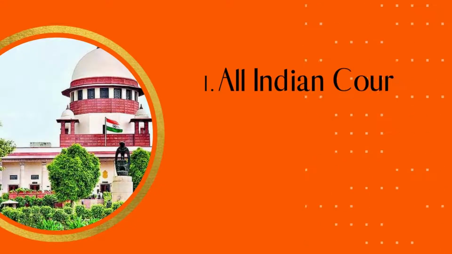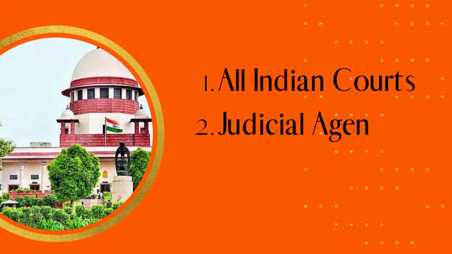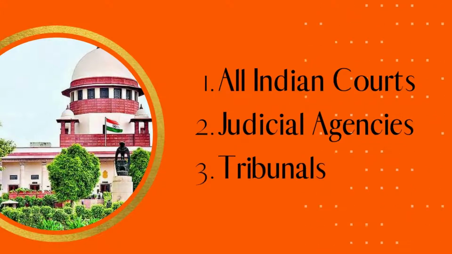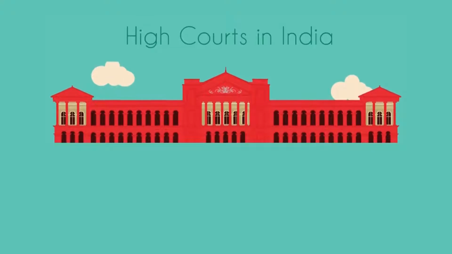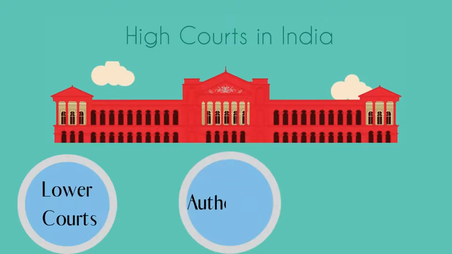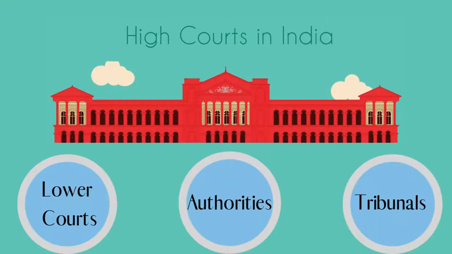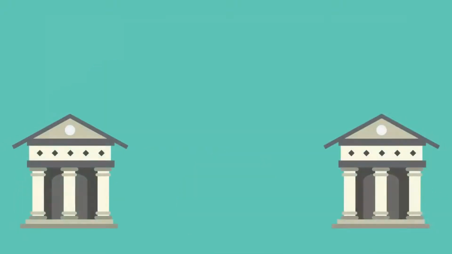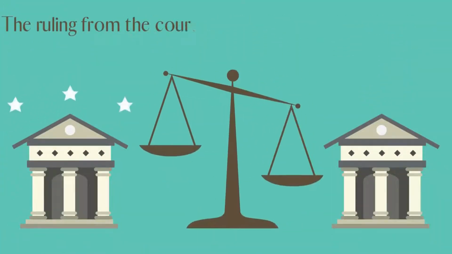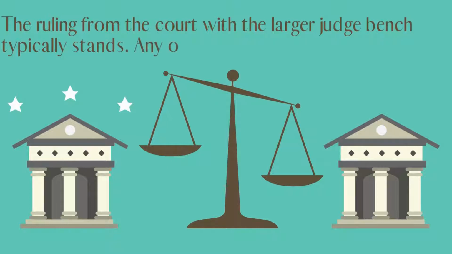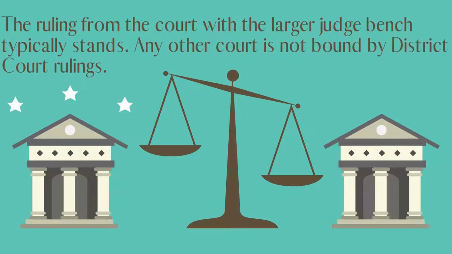To what extent are lower courts bound by the decisions of higher courts? All Indian courts, judicial agencies, and tribunals are required to follow the Supreme Court of India's ruling as precedent. Similarly, until another high court rules to the contrary, rulings of the high courts are binding on all lower courts, authorities, and tribunals in India. If another high court issues a contrasting ruling, the ruling from the high court with a higher judge bench typically stands. Any other court is not bound by district court rulings.